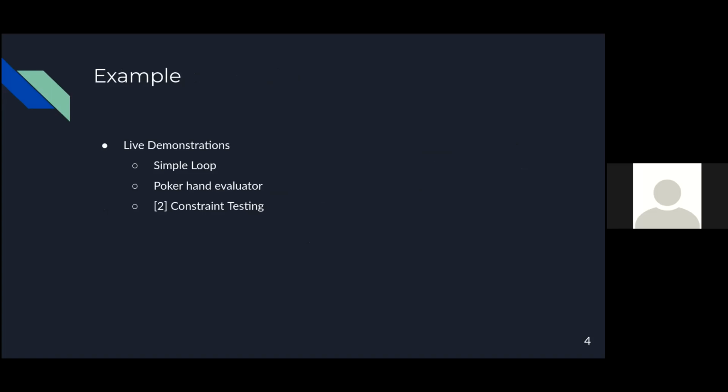So we are going to be going into a few live demonstrations. First, we're going to be just looking at a simple for loop and how Frama-C deals with that. We're then going to be looking at a larger poker hand evaluator. And then we're going to see how Frama-C can help us look at constraints on a program.